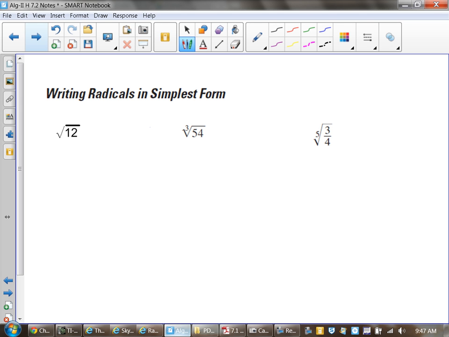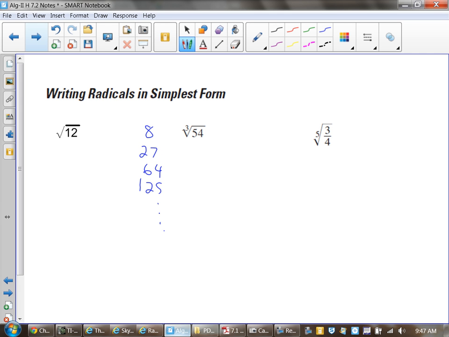Remember, your perfect cubes are, what's the first one? 8, 27, 64, 125, and so on. They get real big real fast, don't they? So when you start looking to simplify with perfect cubes, you're probably dealing with 8s and 27s a lot of times. You check and see if you can divide those out.